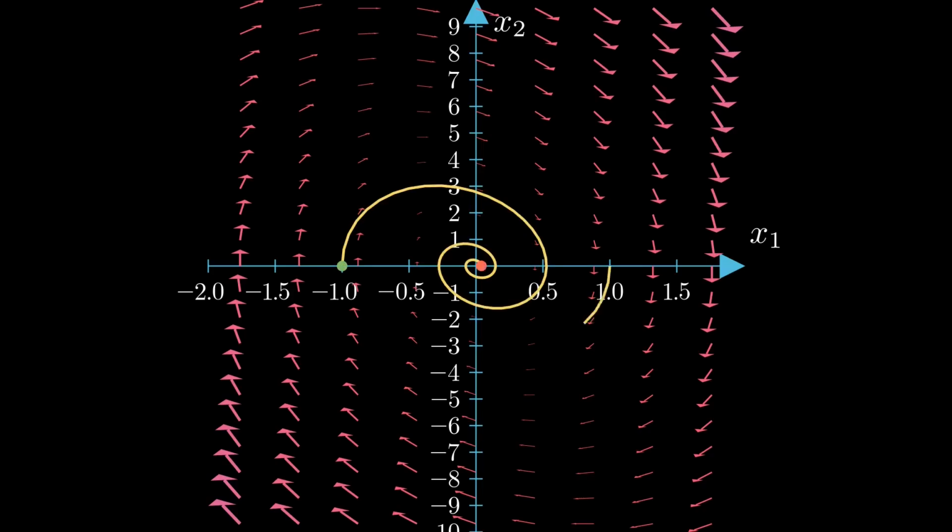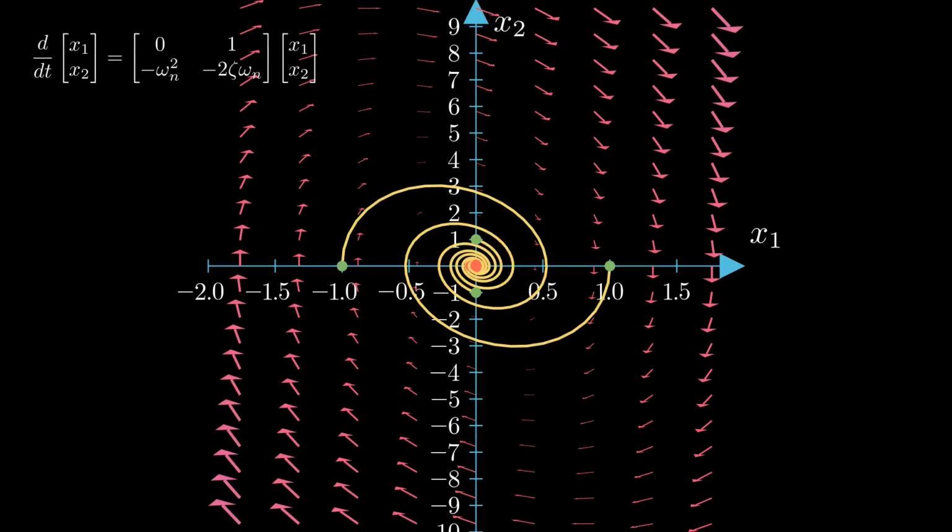By shifting from algebra to geometry, I can stop calculating and start looking. In this video, we are going to understand the intuitive heart of the differential equation by looking at its phase portrait. Our journey starts with an underdamped mass-spring system.